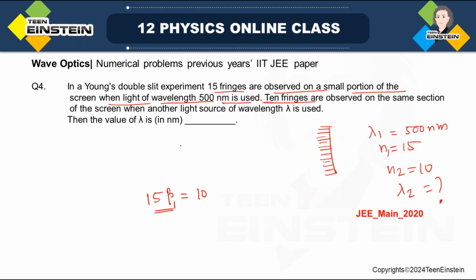since beta depends on lambda D by d, right? So these are constant, but it depends on lambda. So the fringe width will be different in the second case when I am using a different wavelength. But if on the same screen, in the same length, you want to see all those 10 fringes, then this condition must be satisfied: 15 beta 1 is equal to 10 beta 2.